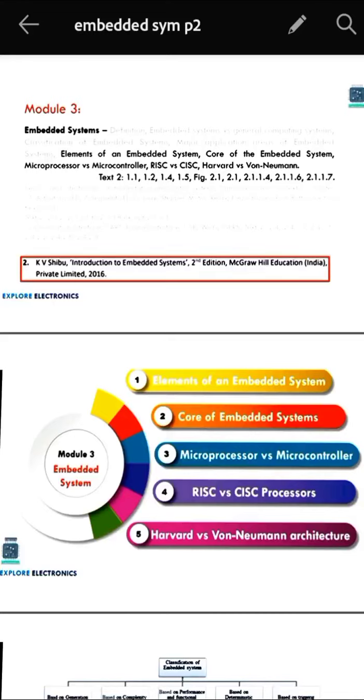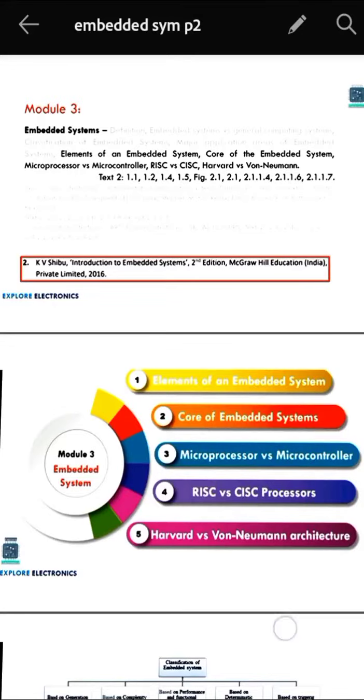In this session we are going to study the elements of an embedded system, the core of embedded system, the difference between microprocessor versus microcontroller, the difference between RISC versus CISC, and the difference between Harvard versus von Neumann architecture. These are all the contents of this session. Okay, we have to study one by one.